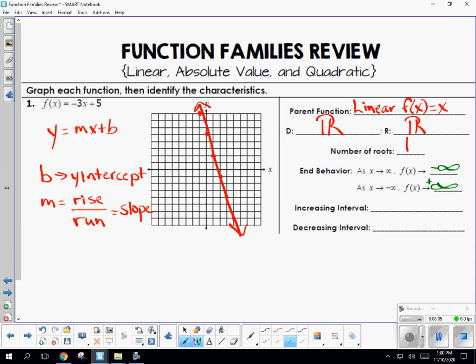Our increasing interval is not applicable, and our decreasing interval, because it's a negative slope, is going from negative infinity to positive infinity.